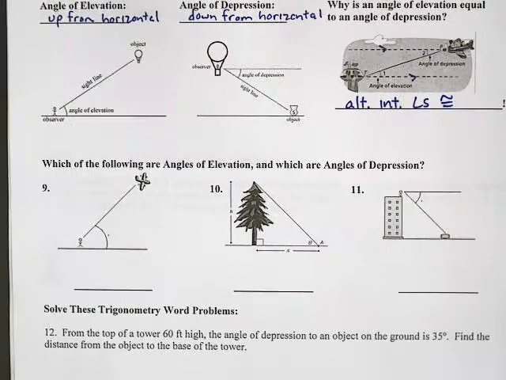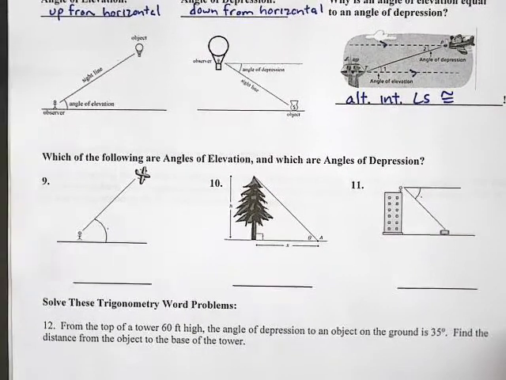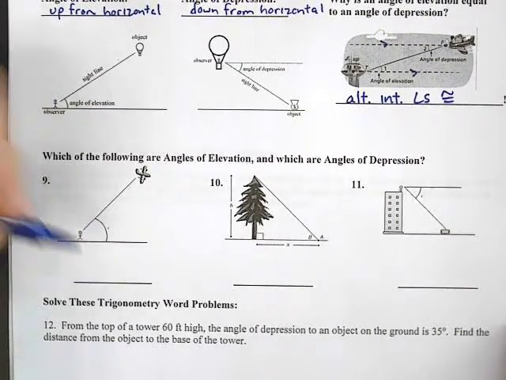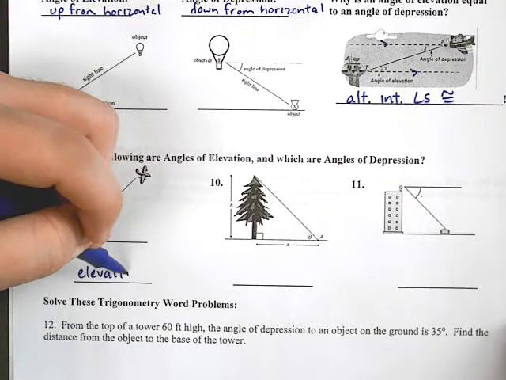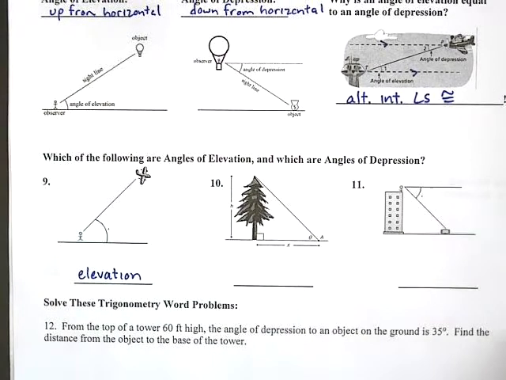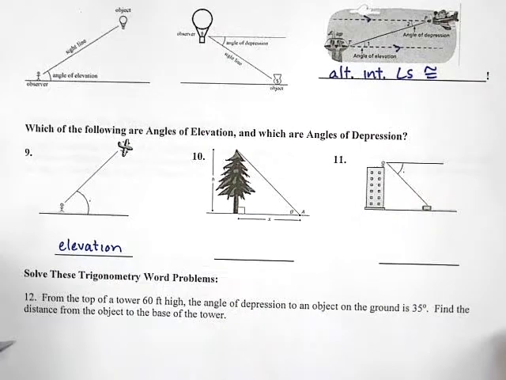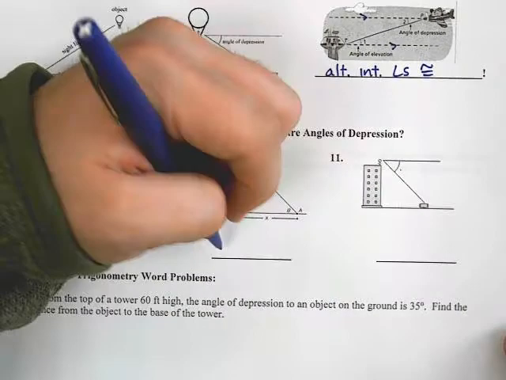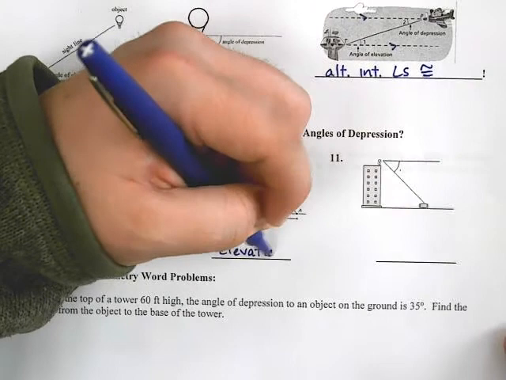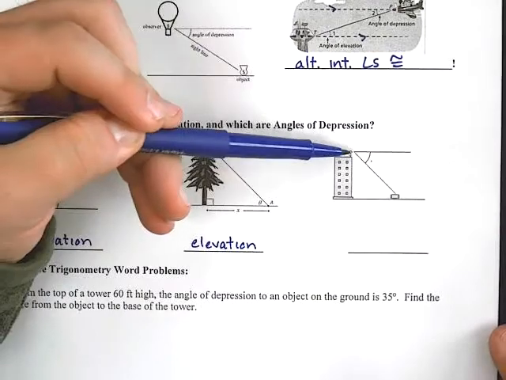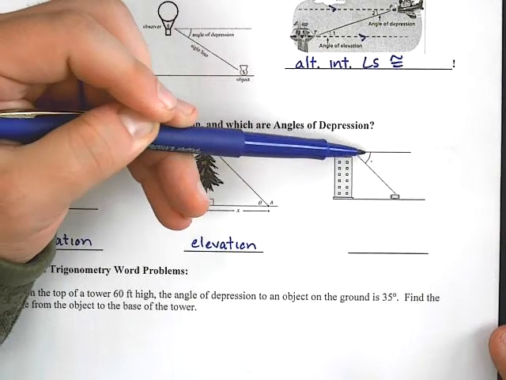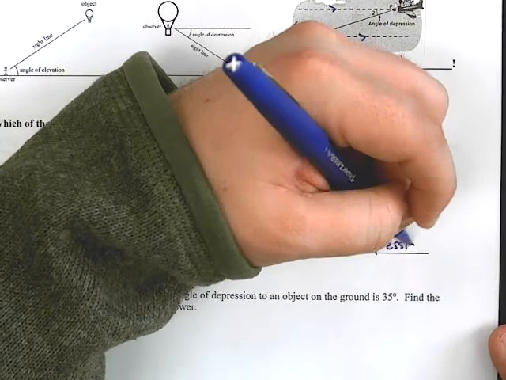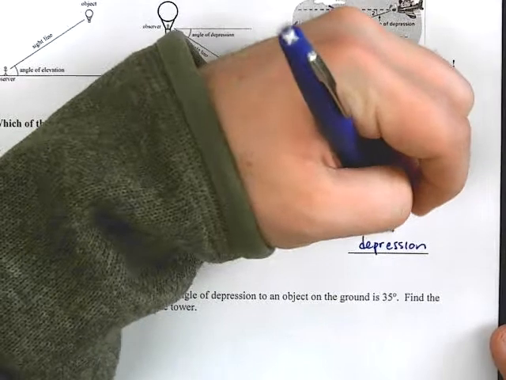So as we look at 9, 10, and 11, hopefully you guys agree with me. If my person is here, and this is my angle, I'm going to call this an elevation, because it's going up from the horizontal. I'd say the same thing for 10. If I'm here and my angle's right there, I'm going up from the horizontal, so elevation again. Lastly, here's my person. This person is looking straight out and then looking down from the horizontal, so this is depression. That sounds bad. Angle of depression.